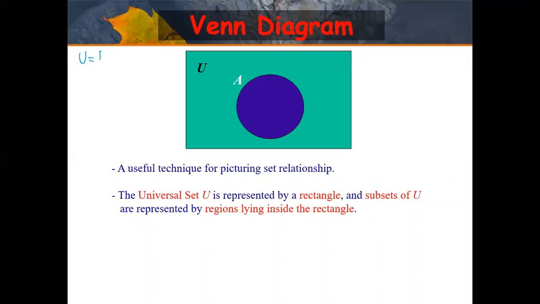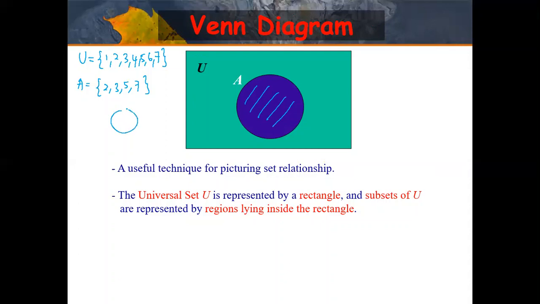U: 1, 2, 3, 4, 5, 6, 7. Set A is a circle. Inside the circle are elements of U. The elements of set A will be lying inside the circle. Set is written outside. Let's say set A is the primes: 2, 3, 5, 7. So how do you draw the Venn diagram?